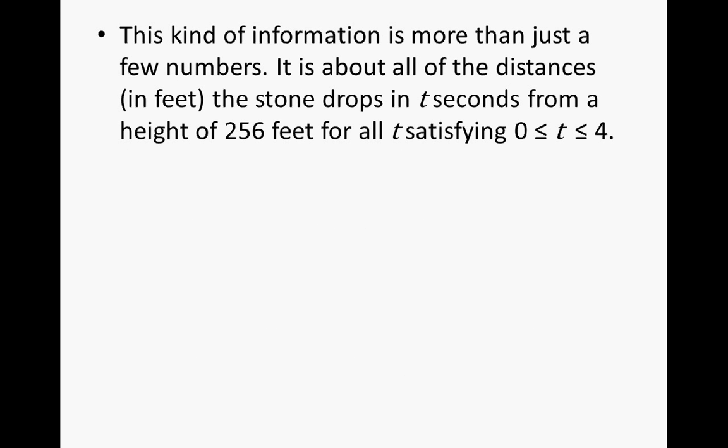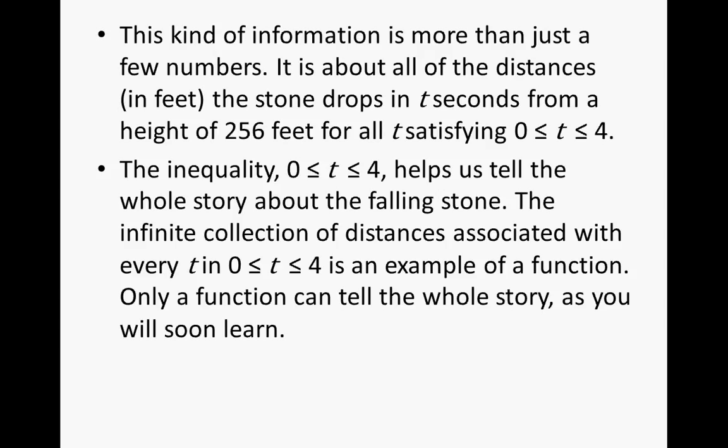So this kind of information is more than just a few numbers. It is about all of the distances in feet that the stone drops in t seconds from a height of 256 feet, for all t satisfying t is greater than or equal to 0 and less than or equal to 4. So the inequality t is greater than or equal to 0 and less than or equal to 4 helps us tell the whole story about the falling stone.